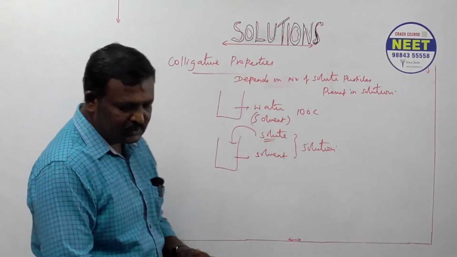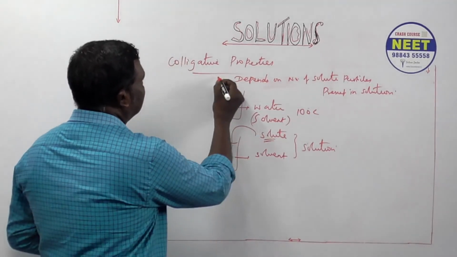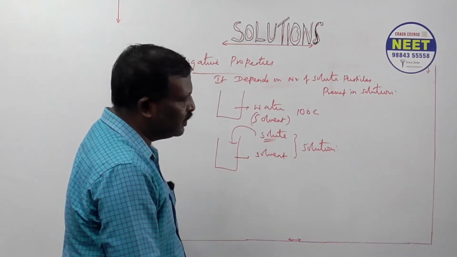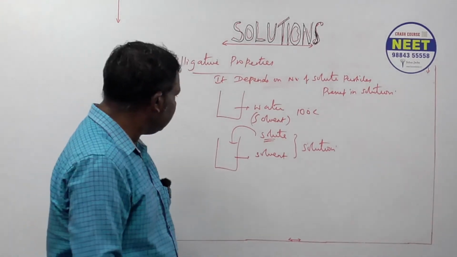Okay, you just write. First you write this only, in short form: it depends on the number of solute particles present in solution. It's called colligative properties. Understood? Are you following?